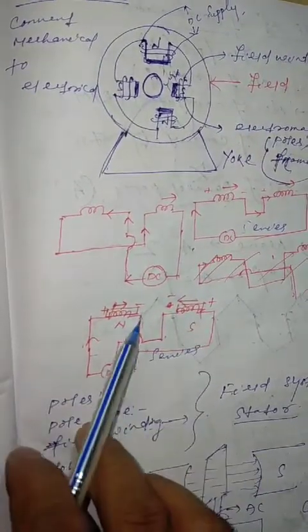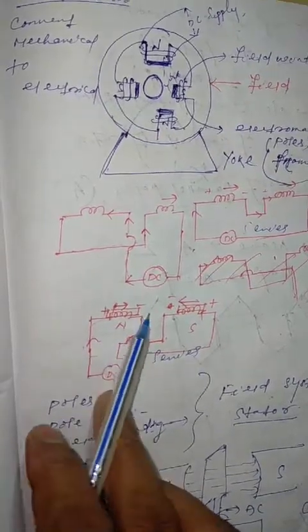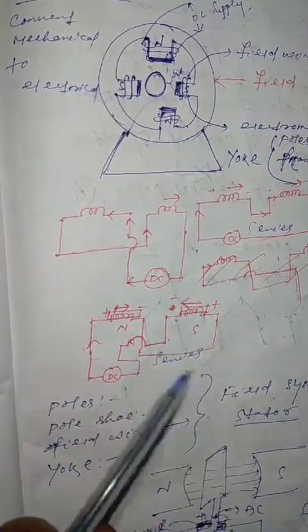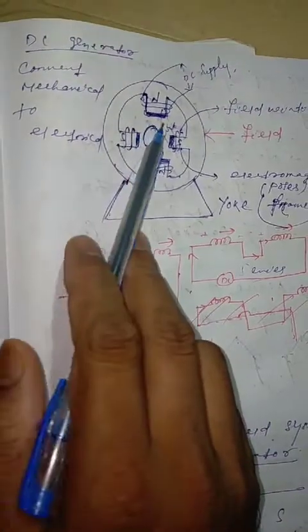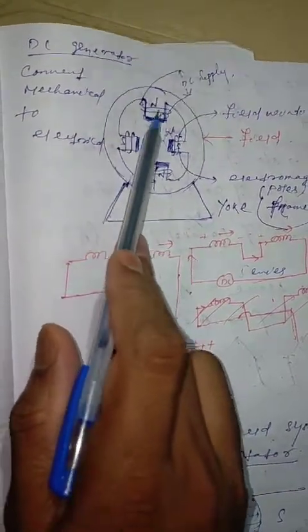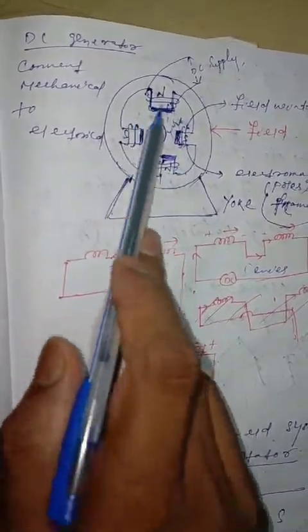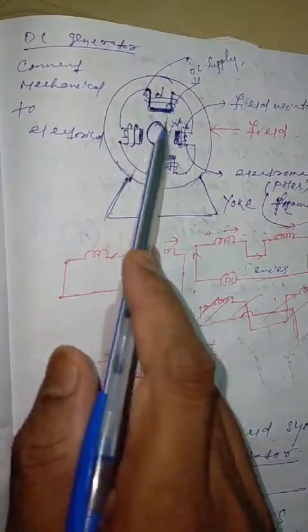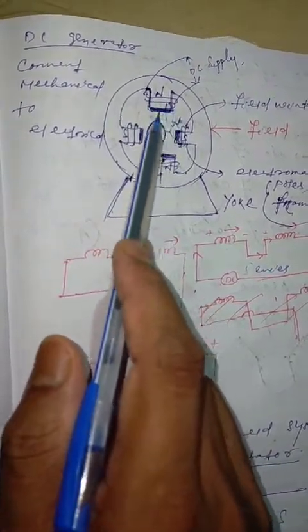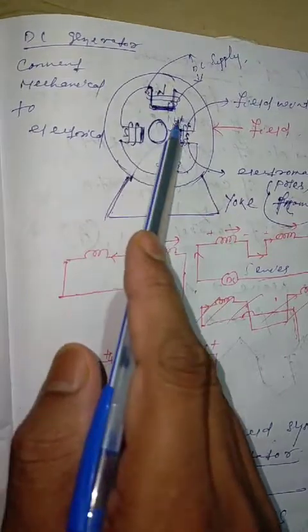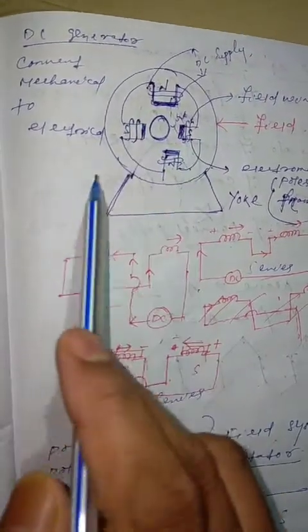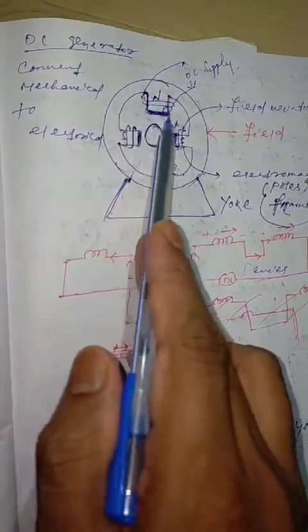The flux is always created from the north pole and moves towards the south pole. Clear? So here we have alternating north pole and south pole. This is your pole system. Over the pole system we have the windings, and these windings are generally known as the field windings, or simply the field coil.